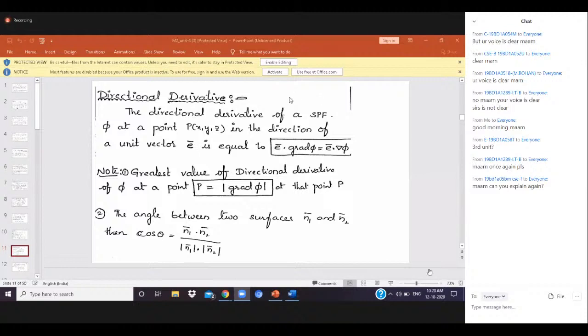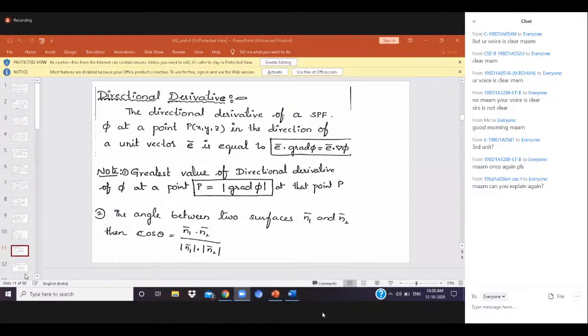Next, the angle between two surfaces with normals n1 and n2: cos θ is equal to n1 bar dot n2 bar by modulus of n1 bar into modulus of n2 bar.